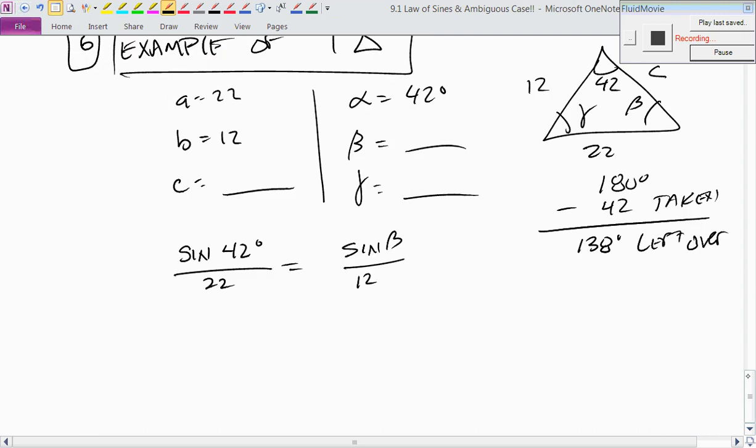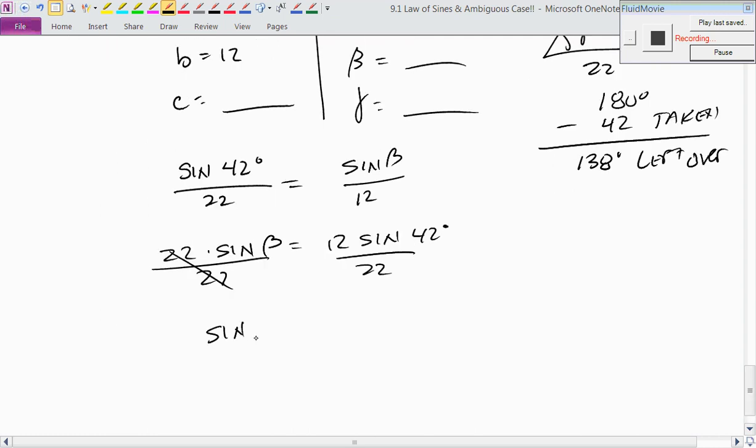You guys follow? Okay. So then I go over here and I say, okay, well, that's going to be 22 times the sine of beta equals 12 times the sine of 42. Divide by 22s, divide by 22s. Therefore, sine beta has to be 0.365, right? So beta is inverse sine of 0.365, which gives me 21.4 degrees.